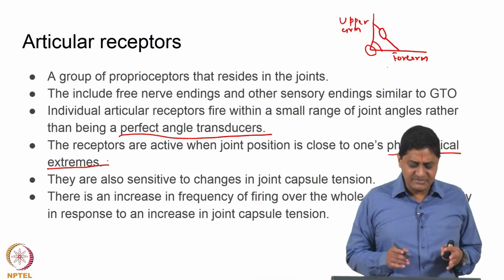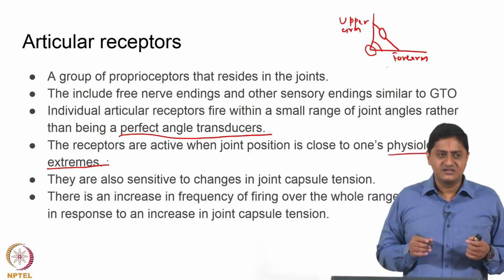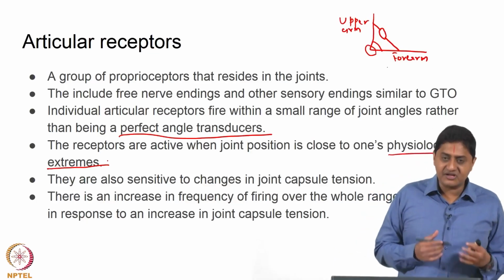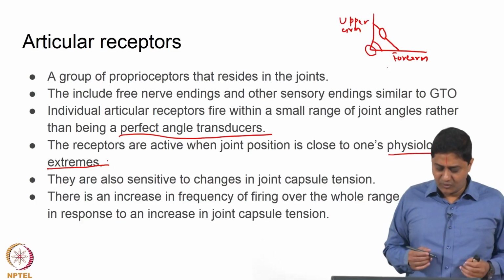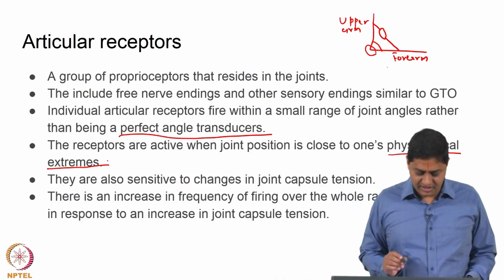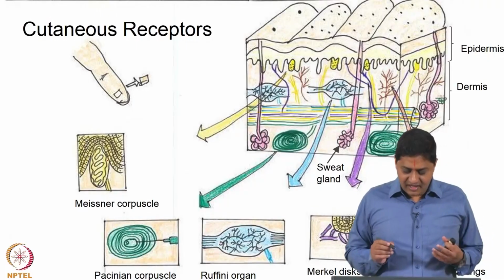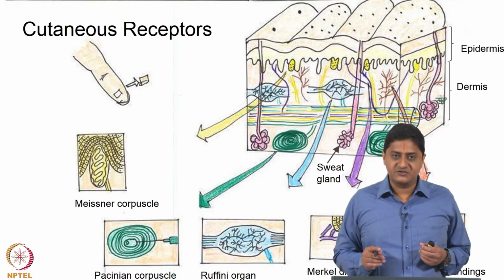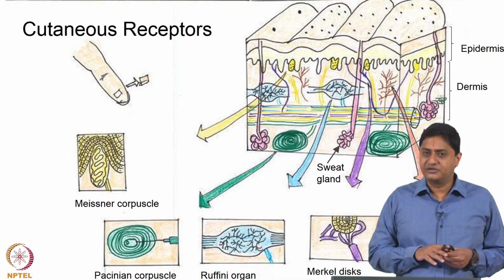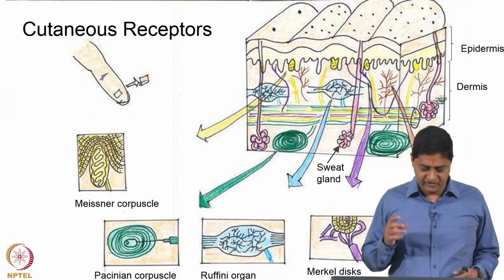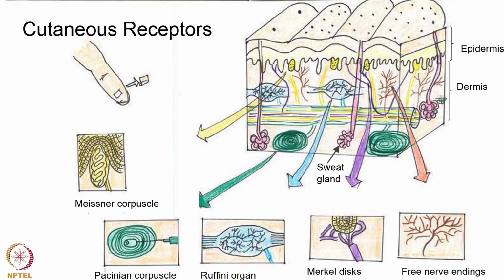So, it seems like these are in some sense a measure of joint angle, but how exactly they do that is still not understood. And then we have four receptors especially dedicated to hand and finger function. These are Meissner corpuscles, Pacinian corpuscles, Ruffini endings and Merkel discs, and then there are other free nerve endings and thermoreceptors, etc., not mentioned.